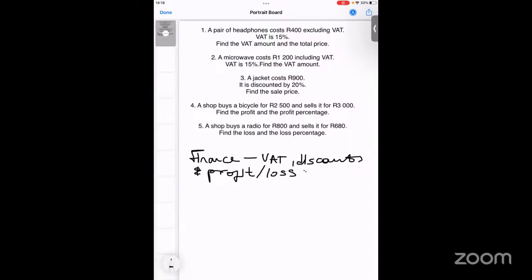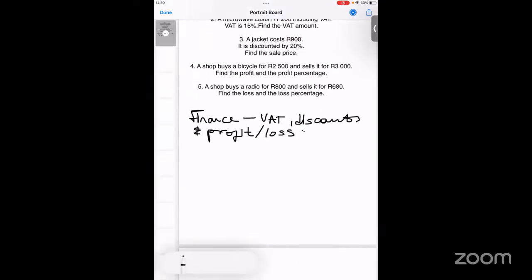I think it makes sense, because if it costs 400, the amount that you're going to pay is going to be an extra of 15%. So what the question wants is two things. What is that extra amount that you are going to add? And also, what will the total be, which will be the price, now including VAT.